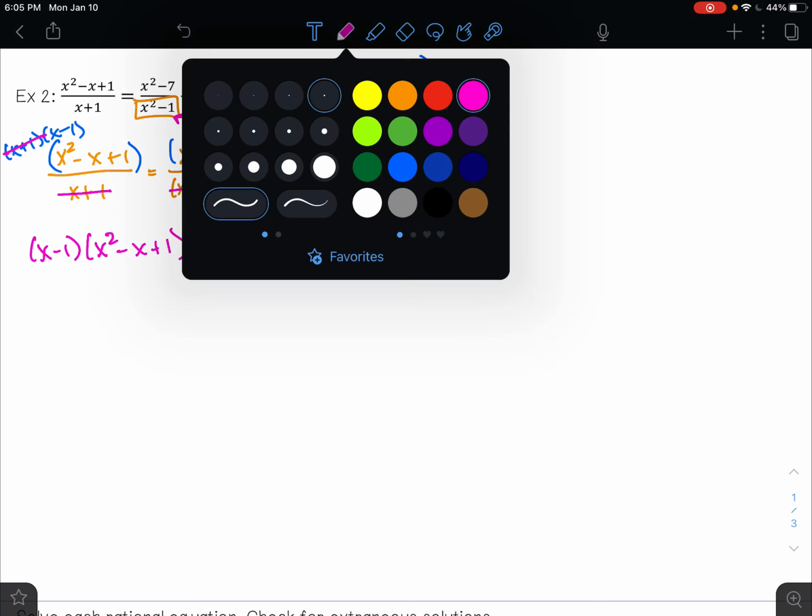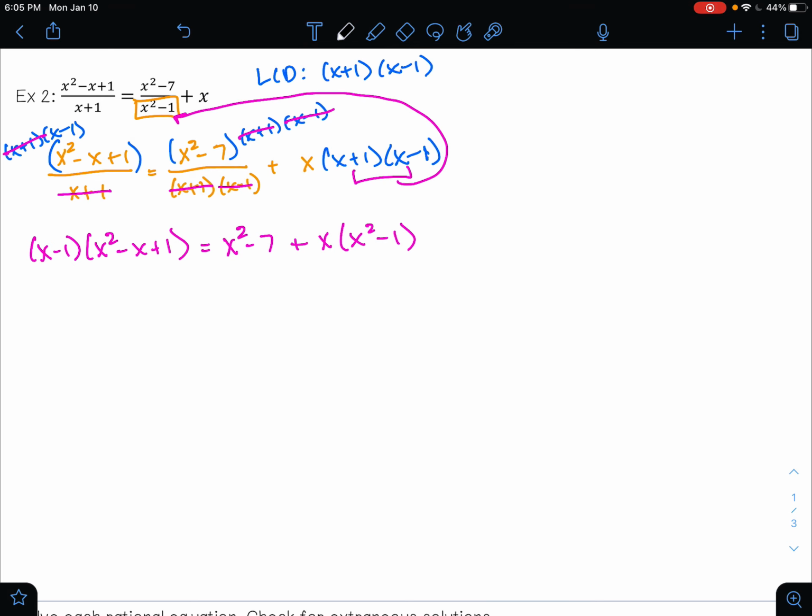My next step is going to be to use the distributive property. X times x squared is x cubed. X times negative x is negative x squared. X times 1 is x. Negative 1 times x squared is negative x squared. Negative 1 times negative x is positive x. Negative 1 times positive 1 is negative 1.